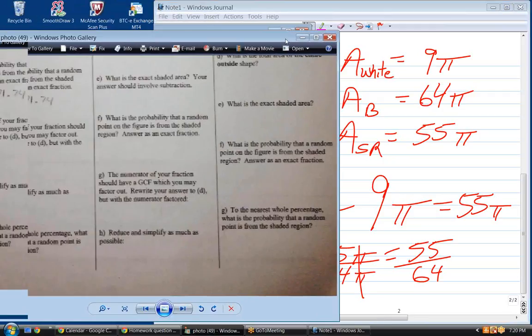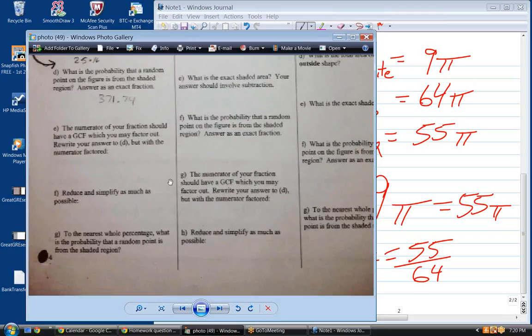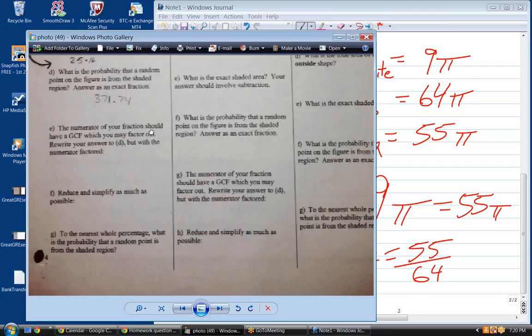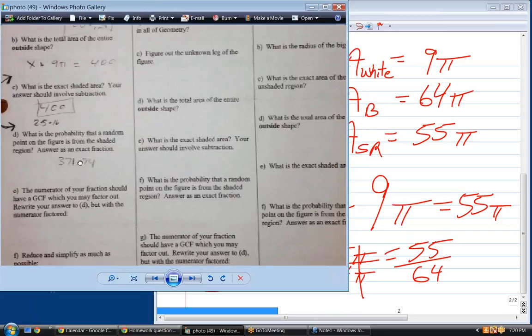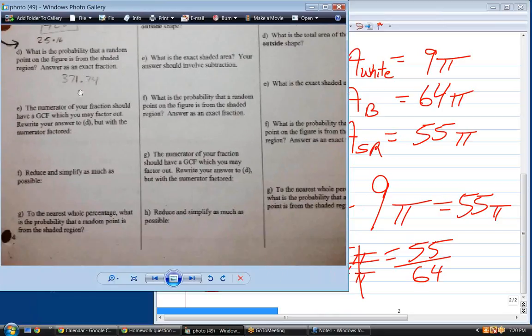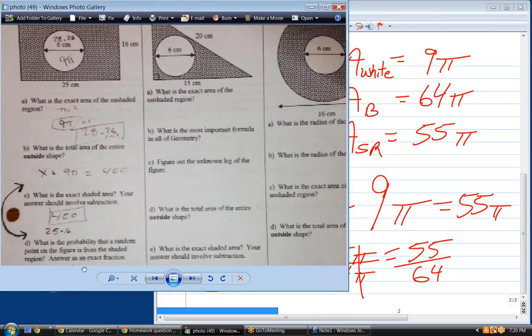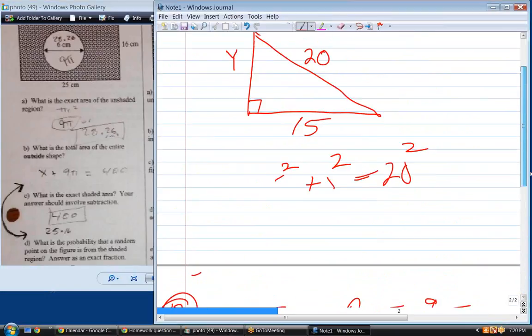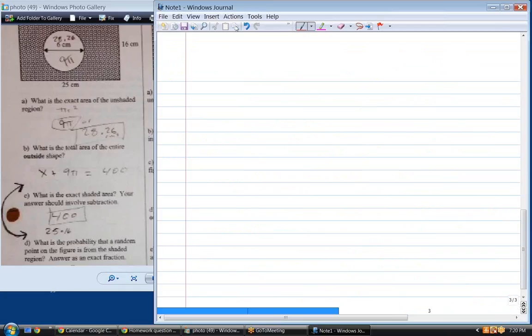All right. Now let's go back and look at the first question again. Did you write your answers for these? Yeah, I did. Okay, good. So we're on D. What's the probability that the random point on the figure is from the shaded region? And let's see, what did we have for an answer on this? We had 400 minus 9 pi, correct? Yes. So that was the area of the shaded region.